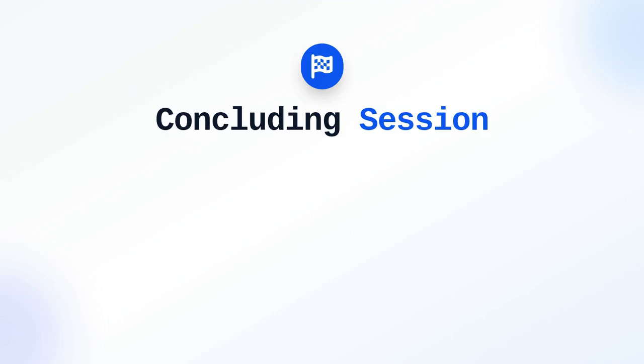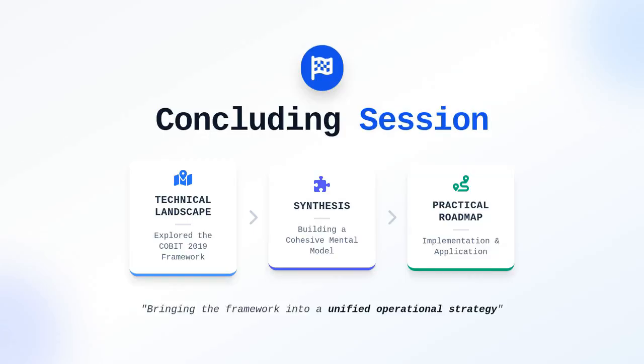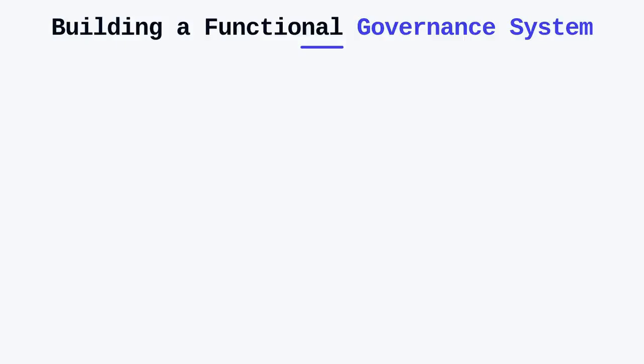Welcome to our concluding session where we bring together the entirety of the COBIT 2019 framework into a cohesive mental model. We have traversed a significant technical landscape, and now is the time to synthesize these elements into a practical roadmap. Building a functional governance system starts with acknowledging the distinction between governance and management.